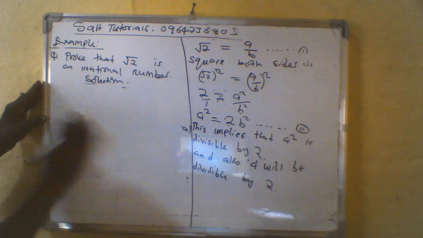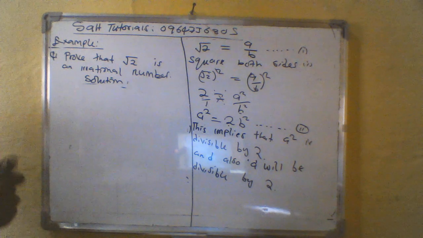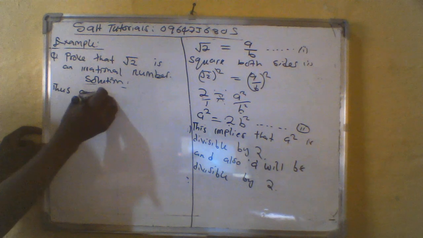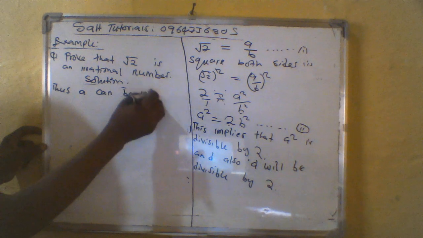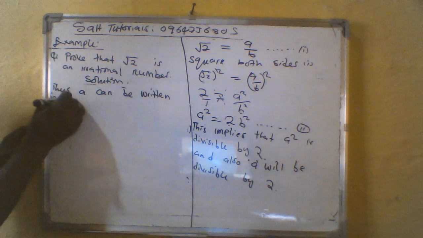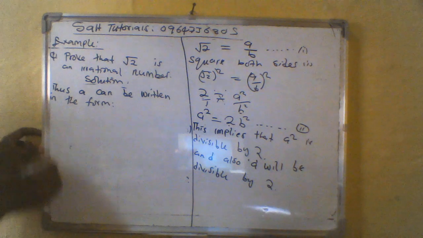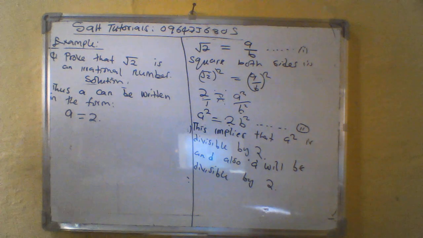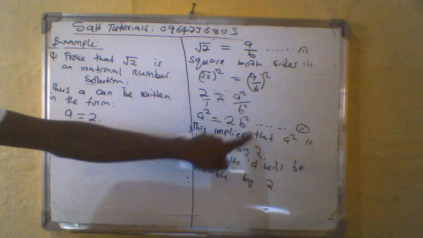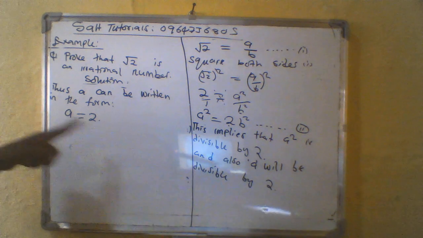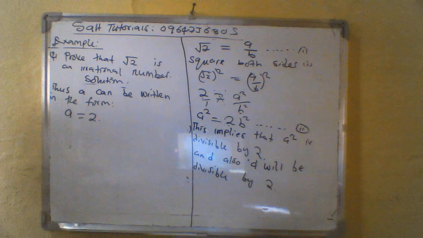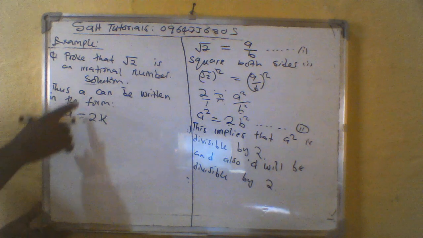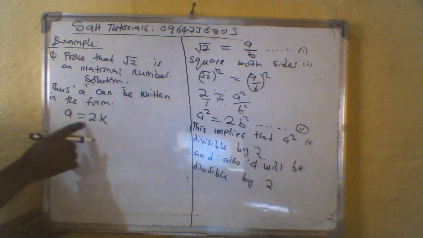So since a is divisible by 2, it means that a can be written in the form, for me to show that a is divisible by 2, a must be equal to 2 multiplied by something. For the fact that a squared is divisible by 2 because of 2 times that, even a can also be divisible by 2. So a can be 2 multiplied by a certain something. You can use any letter of your choice. Maybe here I use k. So a can now be written in the form a equals 2k.